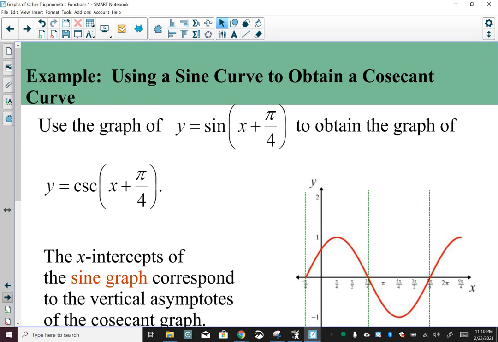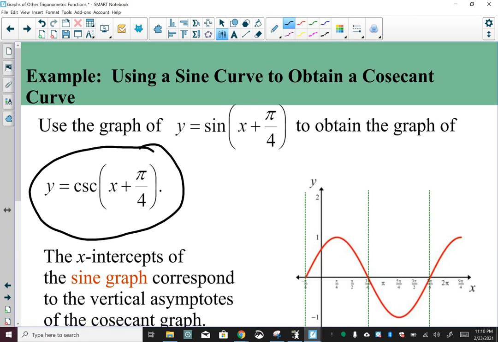All right. So when you go through this and you're given a problem, in order for you to graph cosecant or secant, you're going to have to take whatever they give you right here. So this is the actual problem. They're going to say, okay, I want you to graph cosecant of x plus pi over 4. Well, you just can't go in and graph cosecant of x plus pi over 4. You actually have to, first off, graph sine of x plus pi over 4. So you have to graph either sine or cosine first of whatever's on the inside.